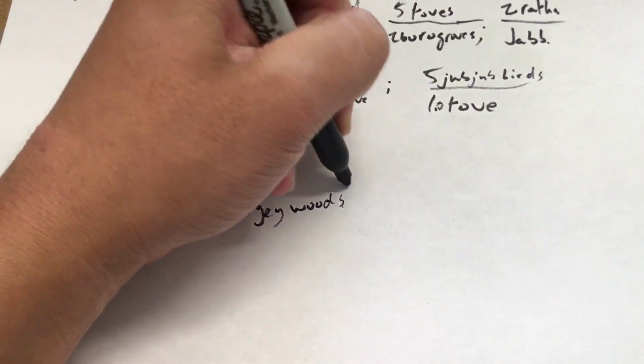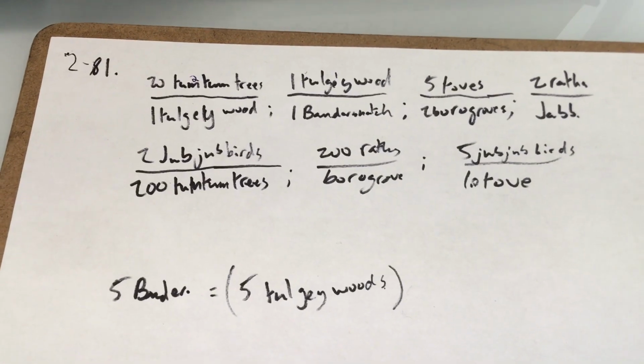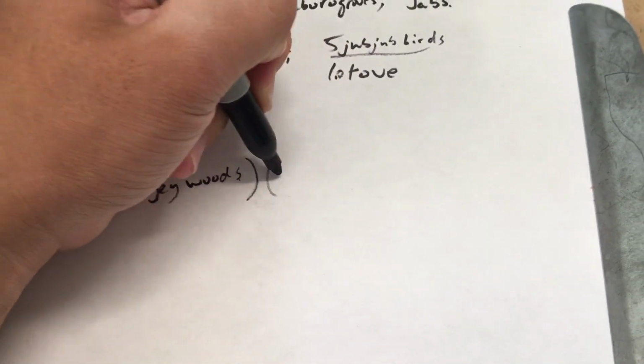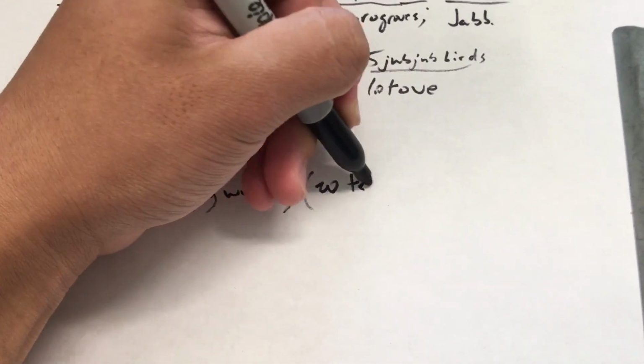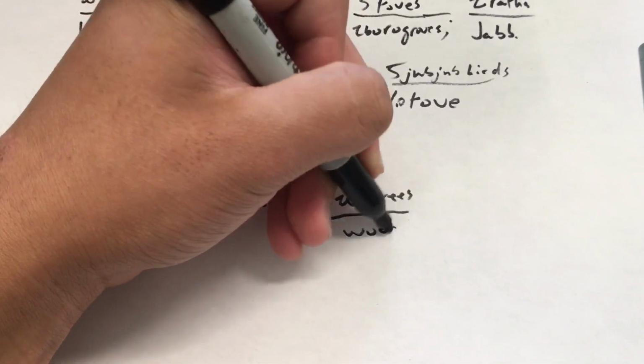Dimensional analysis. Let's do it Mr. Bird's way. So we have 20 tum-tum trees over 1 Tolgi wood. So we're just going to multiply this. 20 trees, woods.